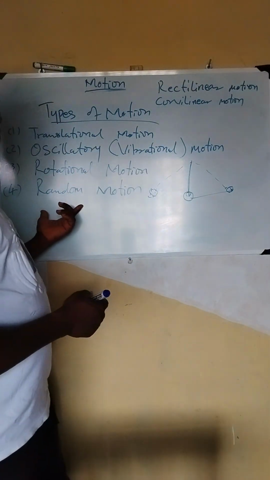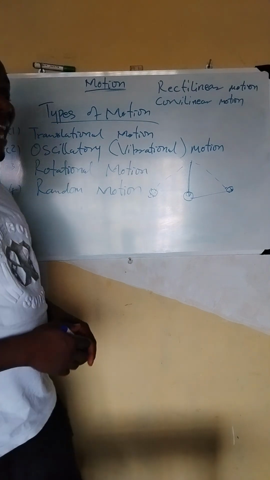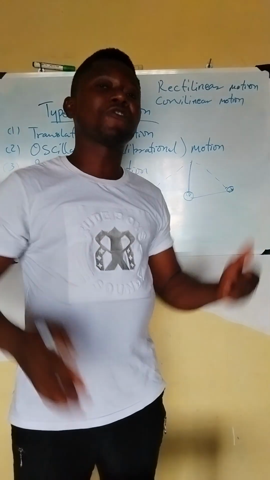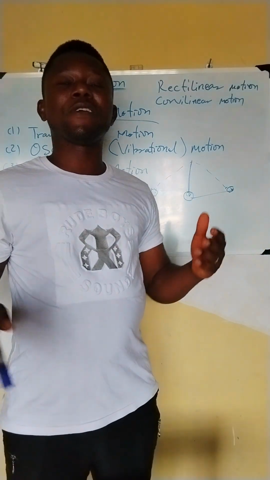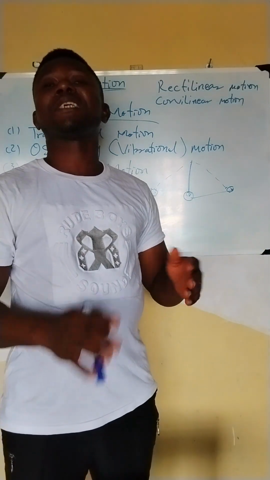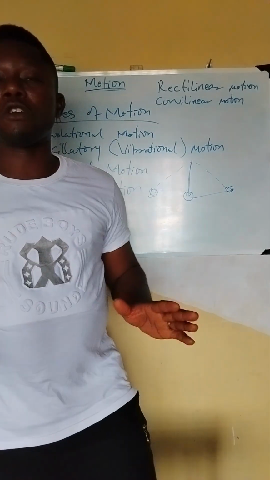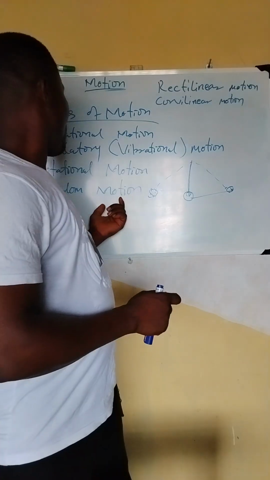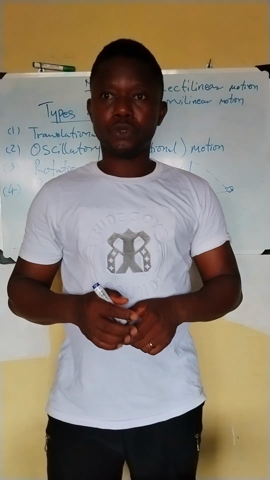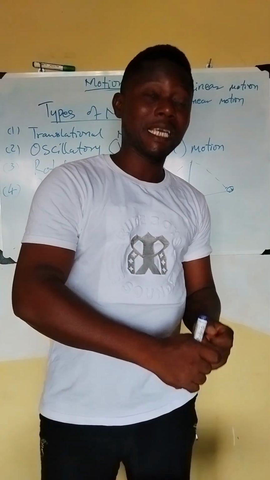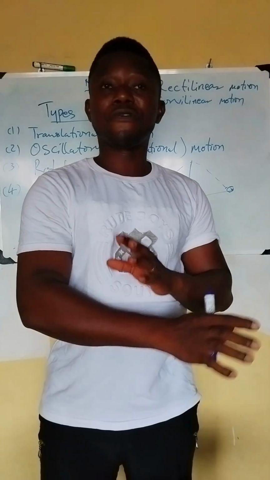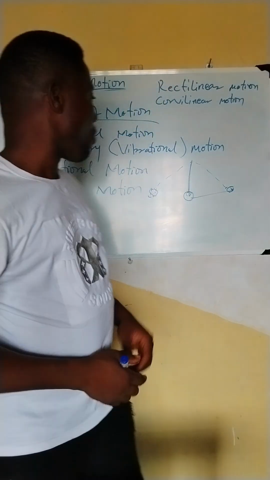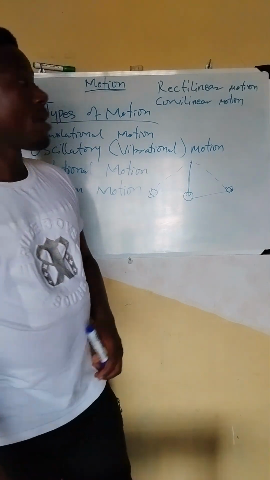Then the last type of motion here is known as random motion. In this kind of motion, the object moves in an irregular way. It does not have a specific direction. Let me put it that way. The object does not move in a specific direction. Example of this is the movement of gas molecules. When you open your gas, you see the way they move. The molecules will not move in a particular direction. That is an example of random motion.